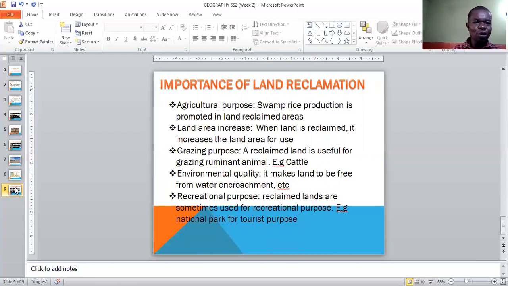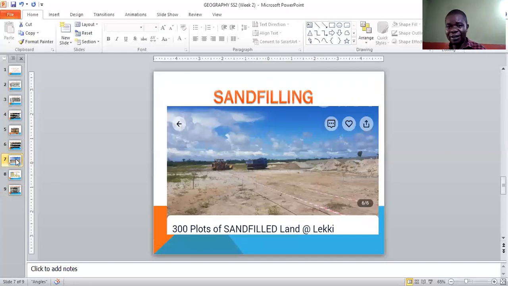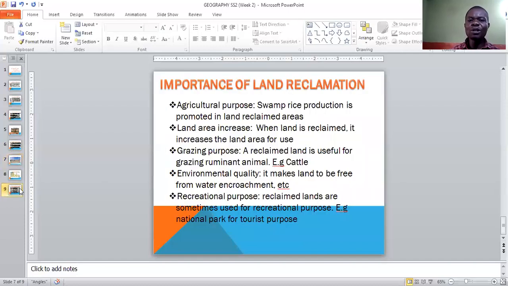Like this one that was shown to you here, this particular sandfield land has few grasses that you can see here, because the grasses are no more there. But if this land is reclaimed now, grasses will begin to come up from here. Then cattle can come to feed on those grasses, and even your goats and other animals can feed on it. That's what we call grazing. Animals come to feed on that.